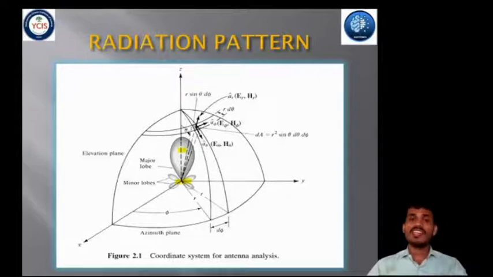Now there are 3 different coordinates present. Those coordinates are known as the Cartesian coordinates, that is x, y and z.